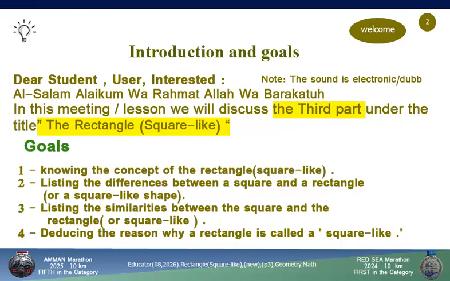In this meeting, or lesson, we will discuss the third part under the title, The Rectangle or Square-like. Goals. 1. Knowing the concept of the rectangle. 2. Listing the differences between a square and a rectangle, or a square-like shape. 3. Listing the similarities between the square and the rectangle. 4. Deducing the reason why a rectangle is called a square-like shape.